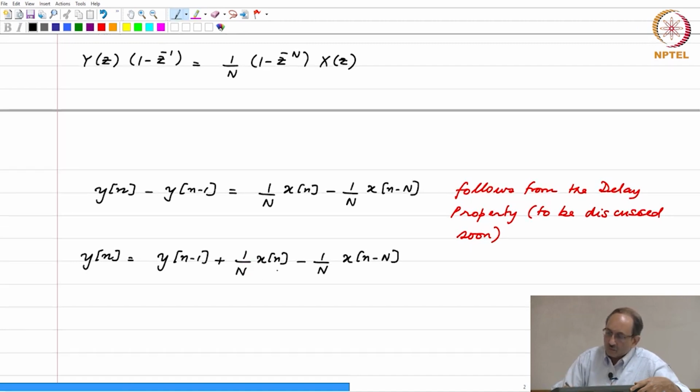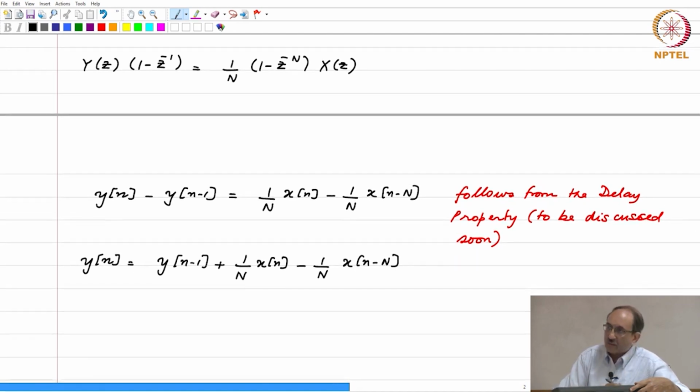One advantage of this is that the recursive implementation has fewer additions. You might wonder why you need to implement it like this rather than taking N samples and averaging all the time. You have fewer additions in this recursive implementation.